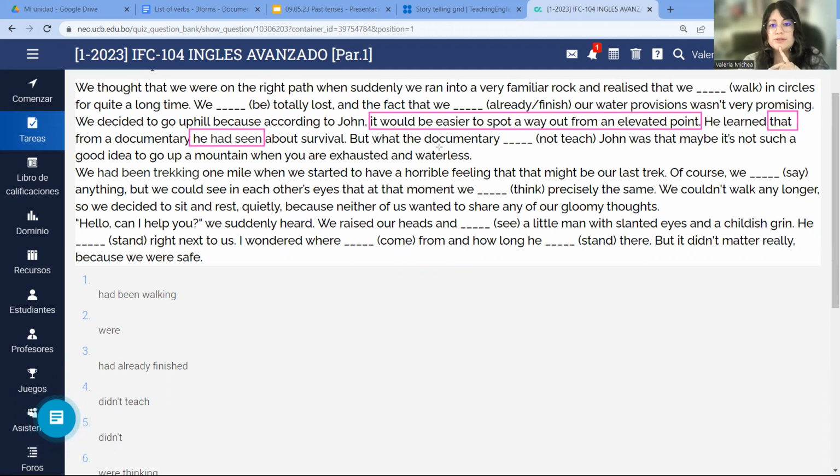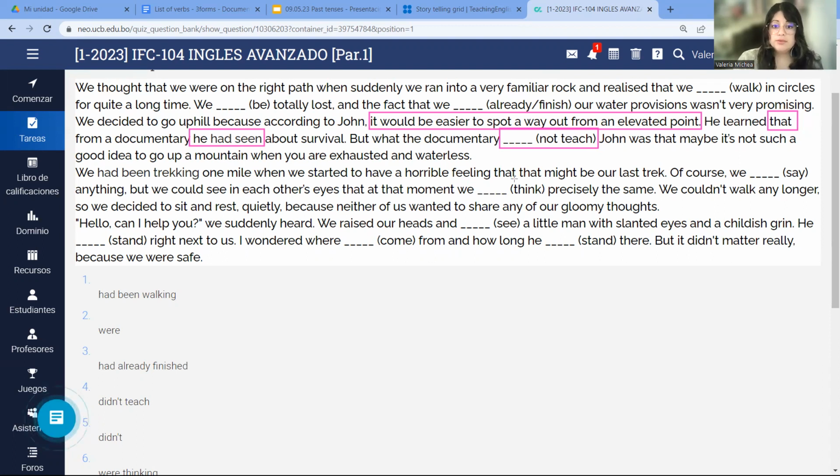Next idea: what the documentary did not teach John was maybe it's not such a good idea to go up a mountain when you are exhausted and waterless. That's something that we are learning also. It's not a good idea to go up a mountain when you are exhausted and waterless. So what do we have here? Well, the documentary, not teach. When this does happen, we already had seen.